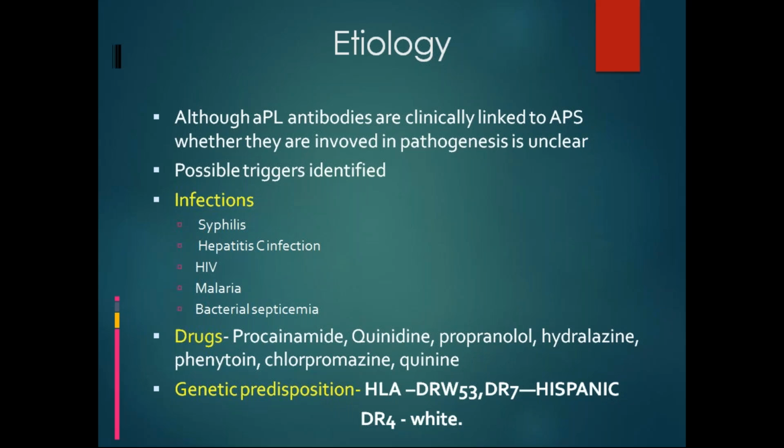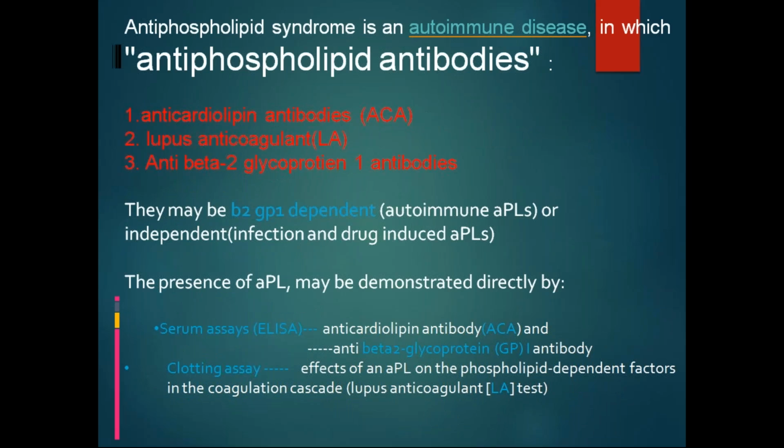Genetic predisposition is somewhat important for the objective type assessment questions coming later: HLA-DRw53 and DR7 are associated with antiphospholipid syndrome. The basic thing, as I already mentioned, is the development of antiphospholipid antibodies. The patients develop these antibodies, which leads to thrombus formation, and that leads to the clinical manifestations of the disease.